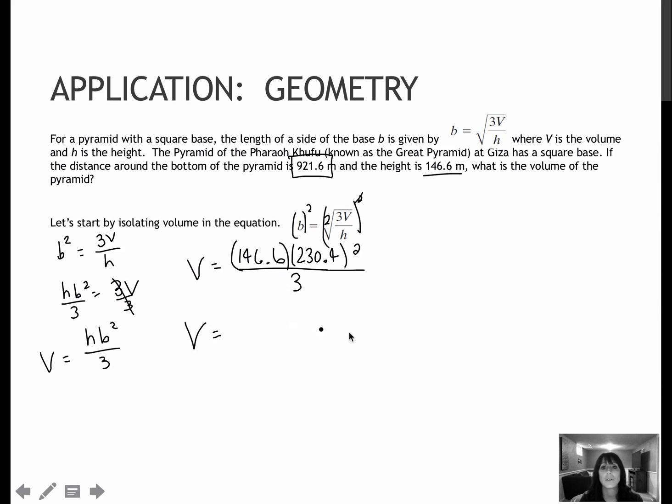And then from here, I'm just going to use my calculator. So I'm going to square 230.4, then multiply it by 146.6, and then divide it by 3. And when I did all of that in my calculator, I got 2,594,045 and 952 thousandths, and that's cubic meters.